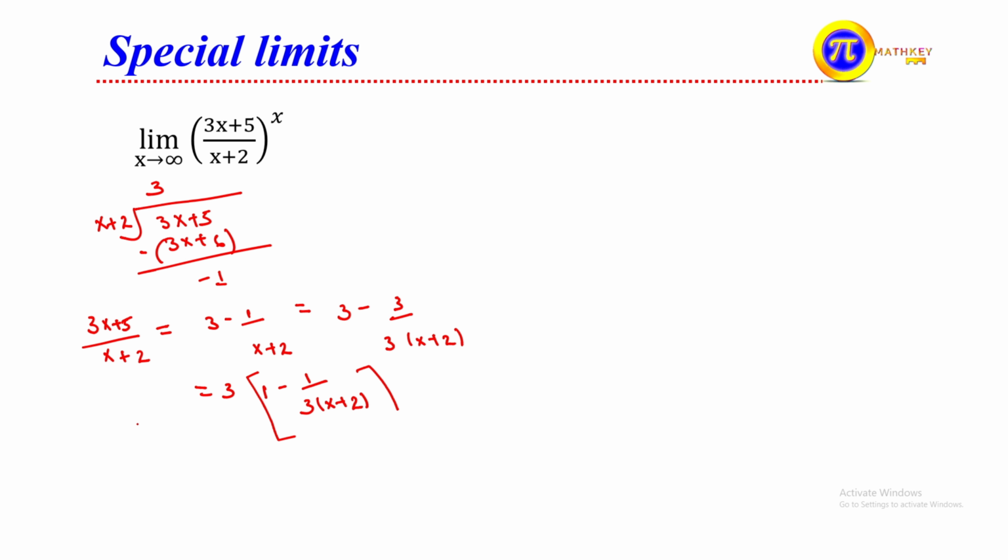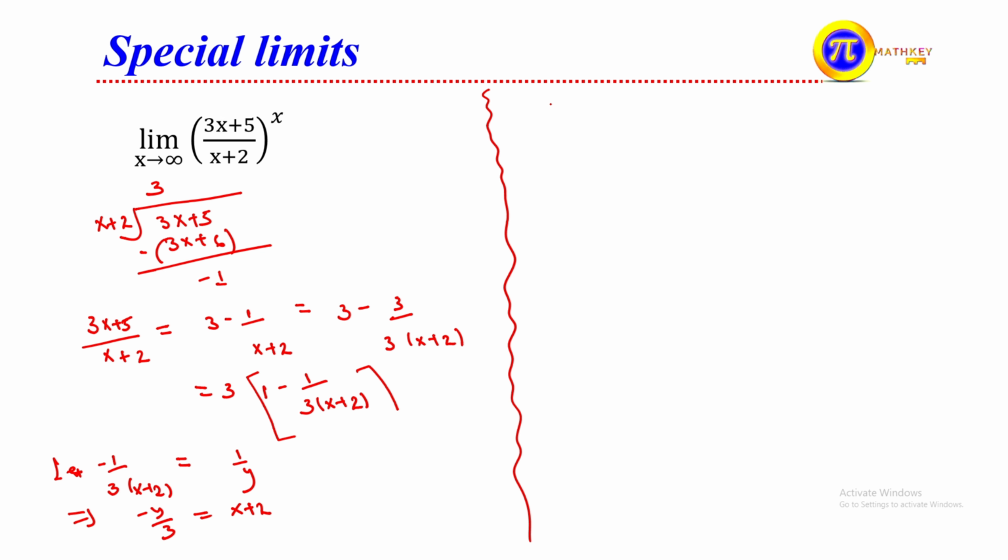So, if we consider the limit of our function, the limit of (3x plus 5 over x plus 2) to the power of x as x approaches infinity. But before that, let's change again. Negative 1 over 3 times (x plus 2) is equal to, let's say, 1 over y. After that, let's express x in terms of y. This implies that minus y over 3 is equal to x plus 2. From this, the value of x is negative y over 3 minus 2.